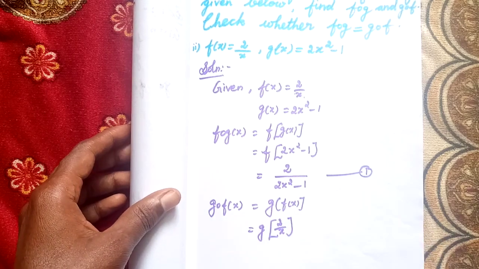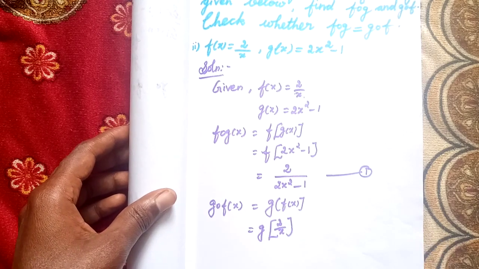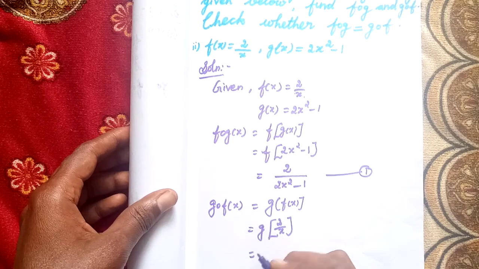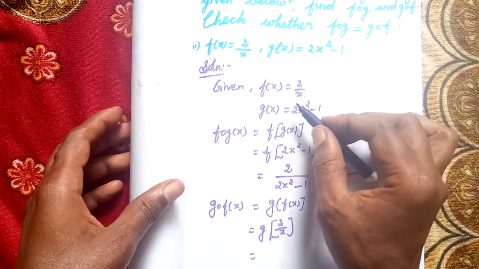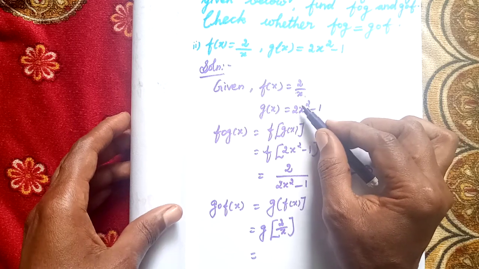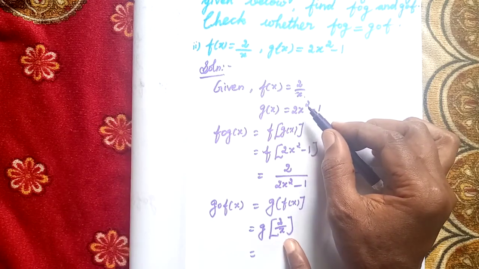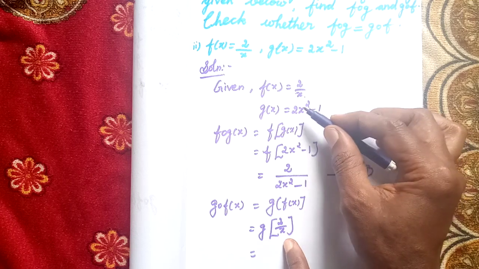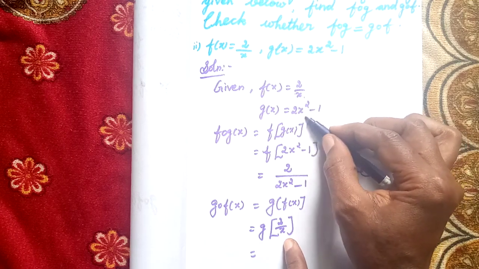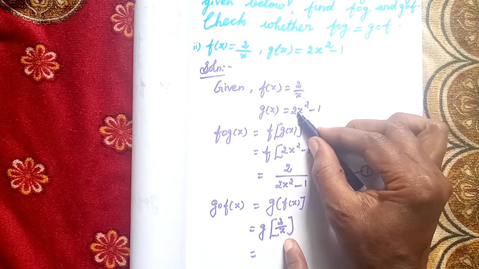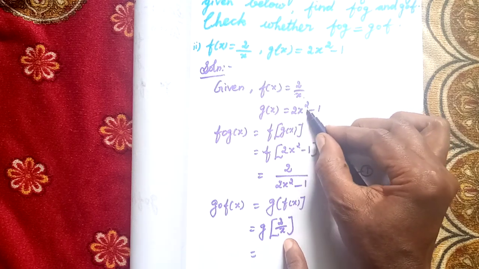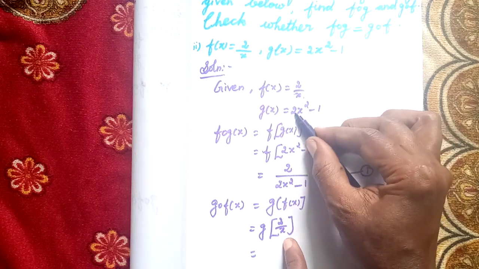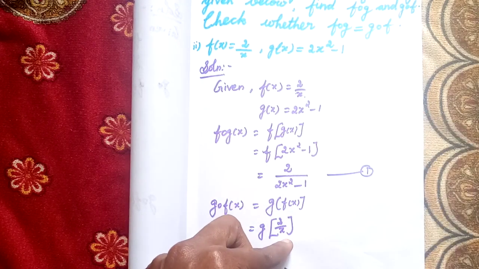Okay. f of x is 2 by x. Now g of x is 2x square minus 1. But we have to find g of 2 by x. So in place of x, we have to replace 2 by x. So what will we get?